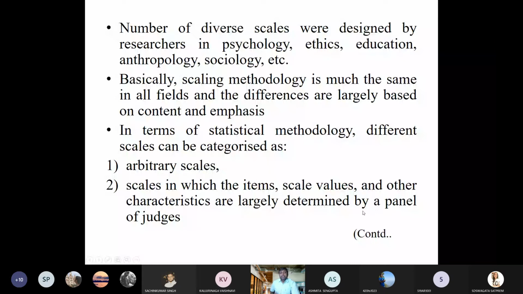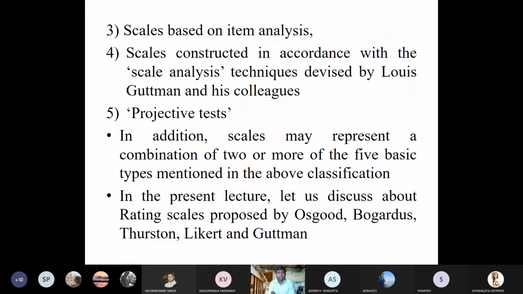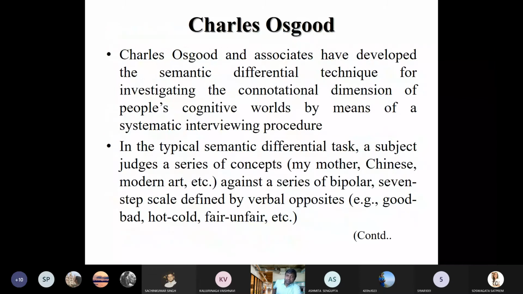Okay, the scales based on item analysis, and the scales constructed in accordance with the scale analysis techniques devised by Louis Guttman and his colleagues. Then projective test is there. In addition, the scales may be presented as a combination of two or more of the five basic types mentioned in the above classification. In the present lecture, let us discuss the rating scales proposed by Osgood, Bogardus, and Thurstone, Likert scale and Guttman scale. These are the different scales we are using. We can discuss this.